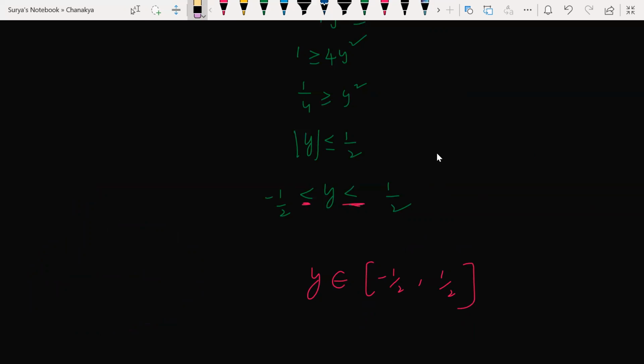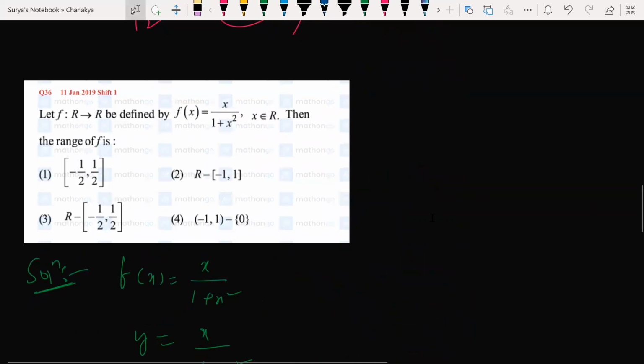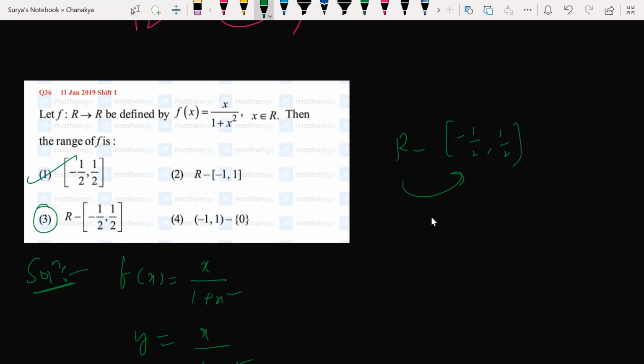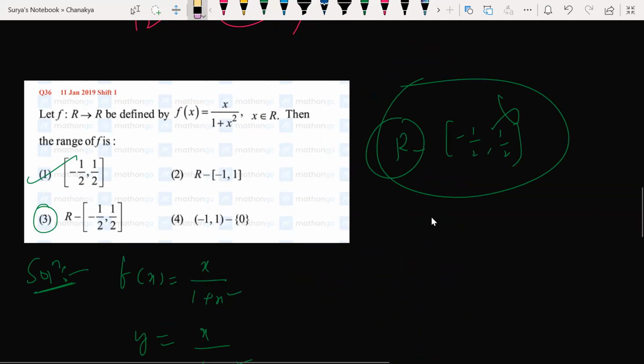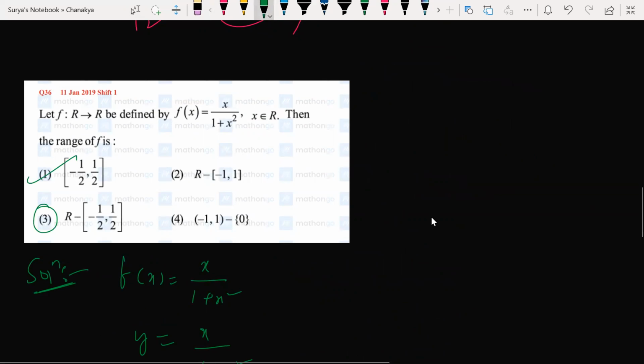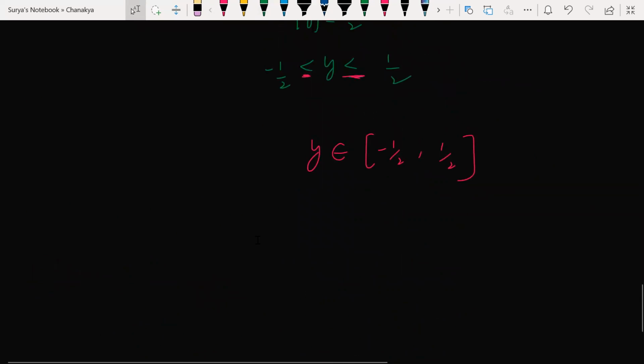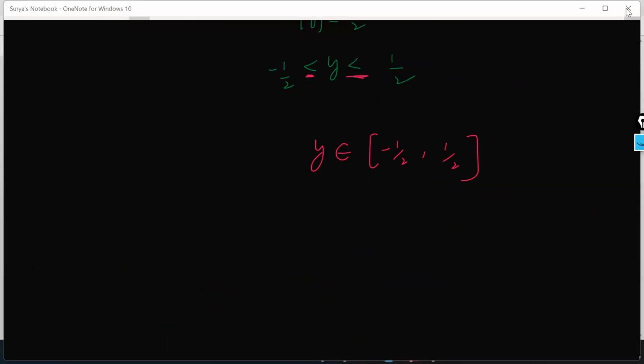So option A is correct here. In fact, that is the only option he has given. And option C, the third option, look at that: R minus this one is given to you. R minus this one is nothing but all real numbers except this interval. Impossible. What is the meaning of the third option? All real numbers are possible except the values which I got, minus 1 by 2 to plus 1 by 2. No, minus 1 by 2 to plus 1 by 2 is only the exact answer which I got here. So this is how the answer is going to be.